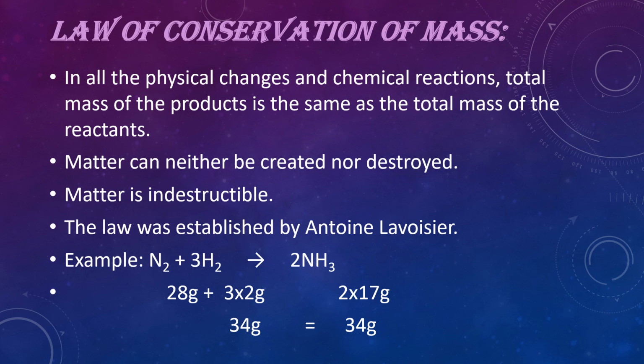Now I am taking one example. Nitrogen when it reacts with hydrogen will form ammonia. Now here mass of nitrogen is 28 gram, that is N2, 14 into 2, 28, and mass of hydrogen is 6 atoms of hydrogen total, so 3 into 2, that is 6 gram, and mass of ammonia is 17 gram, 2 moles of ammonia, so 2 into 17, that is 34 gram. So mass of the reactant is 34 gram, mass of the product is 34 gram, so mass is conserved during this reaction.